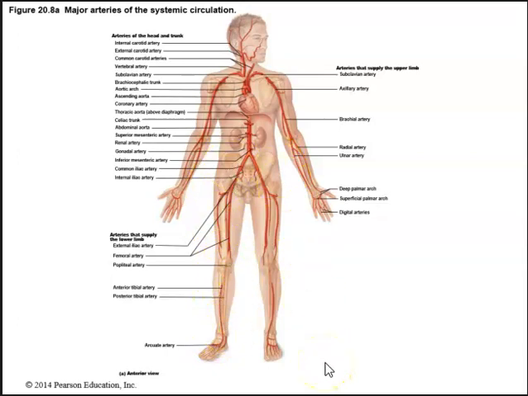That's the basic general idea. And we're going to break the arteries and the veins down into regions so we can get a better sense of the specific blood supply of the different parts of the body.